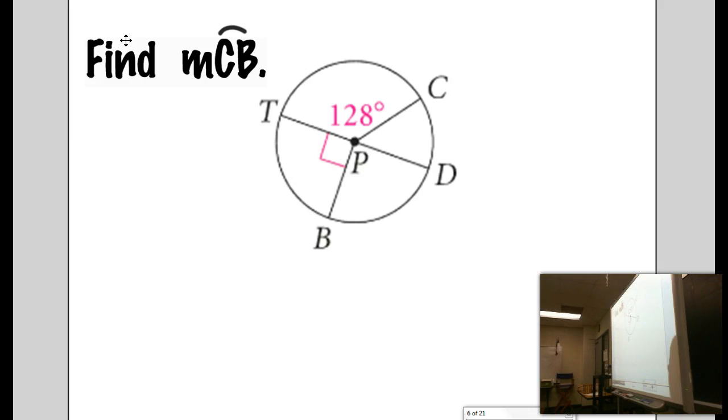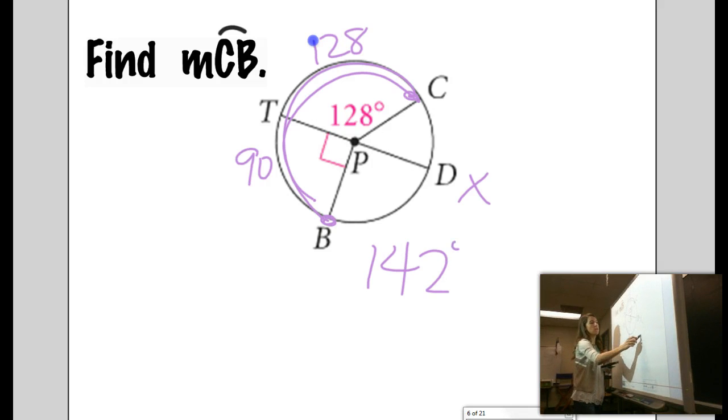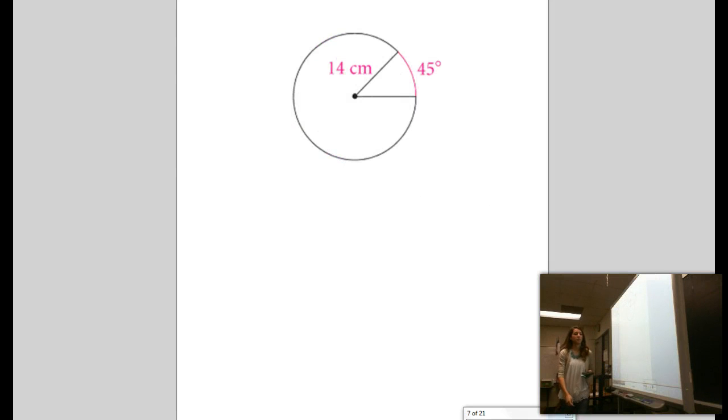Ashley, you were the first one. How'd you get this one? 128 plus 90. If that angle is 128, its arc is 128. If that angle is 90, its arc is 90. And we all know that there are 360 degrees in a circle. So if we want the arc that's missing, then we just add those up and subtract from 360. Final answer, 142 degrees. No dividing by 2 when there's no inscribed angles. Don't just divide something by 2 if you want it to be smaller.